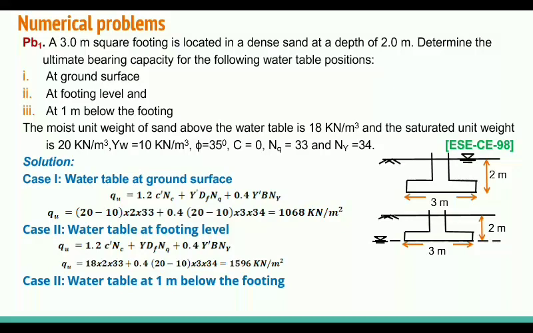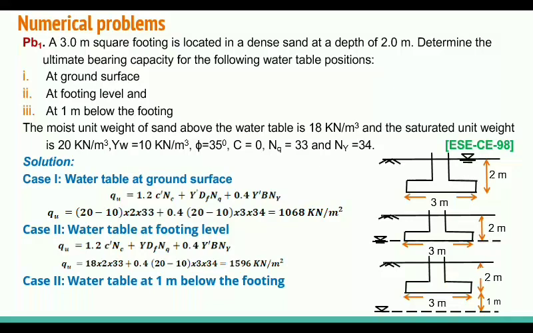Third case, the water table is 1 meter below the footing. This 1 meter is given as small b. So in this figure, you can see the water table is 1 meter below the base of the footing.